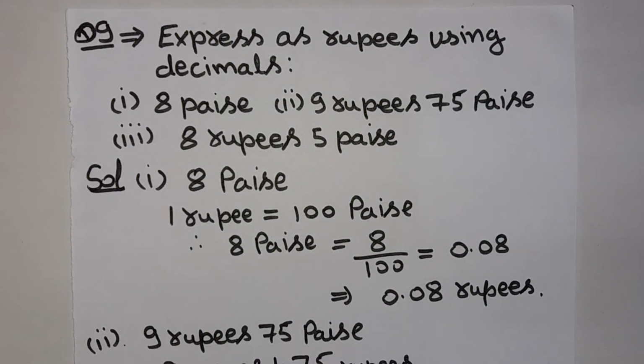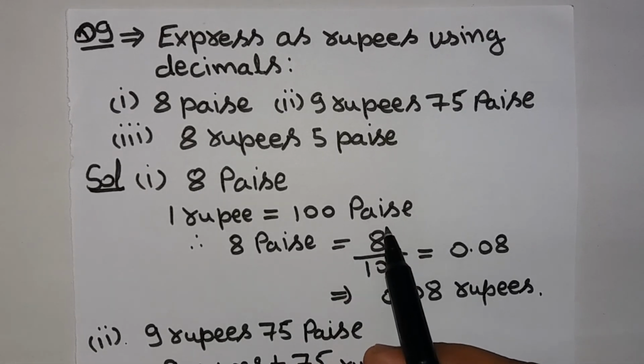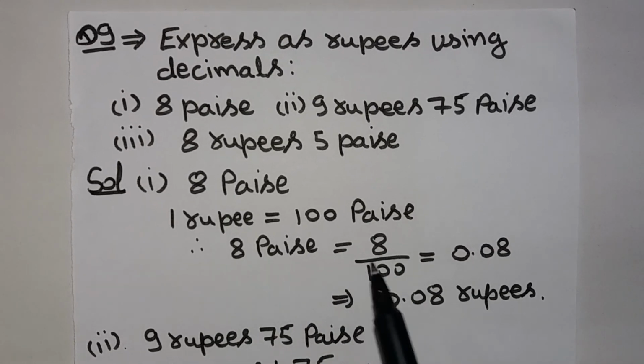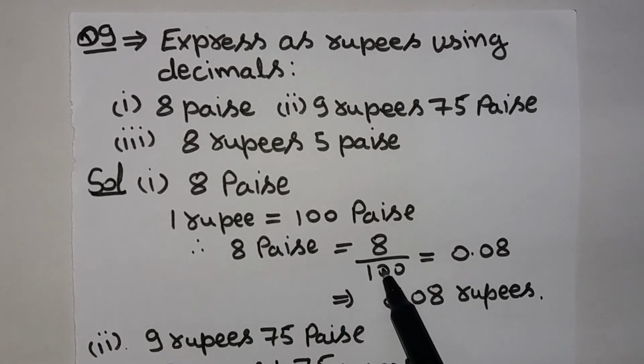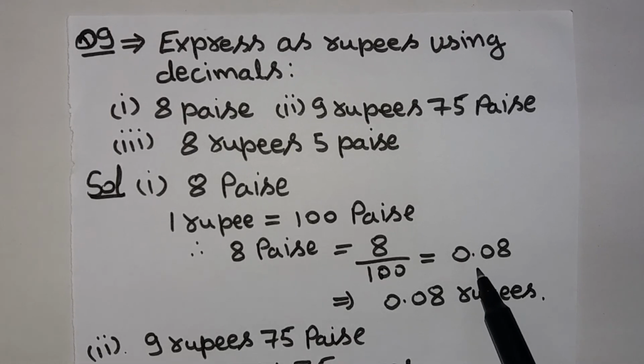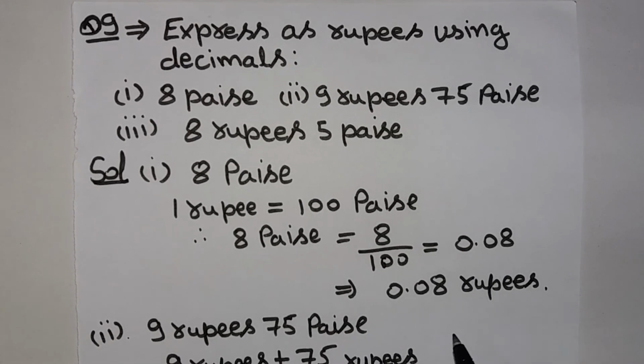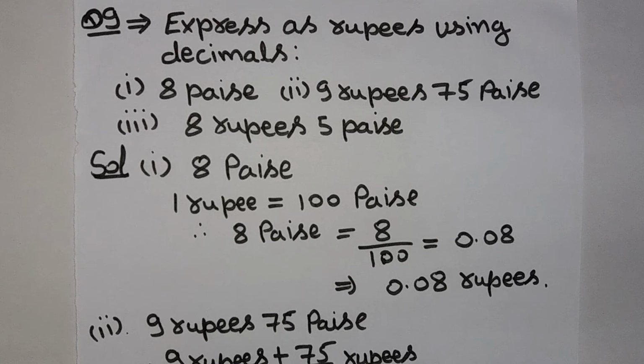In question number 9, express as rupees using decimal. We have to express them into rupees. Here the first part is 8 paise. As we know, 1 rupee equals 100 paise. So for 8 paise we have to divide it by 100. So 8 upon 100 will be 0.08, or we can say 0.08 rupees.